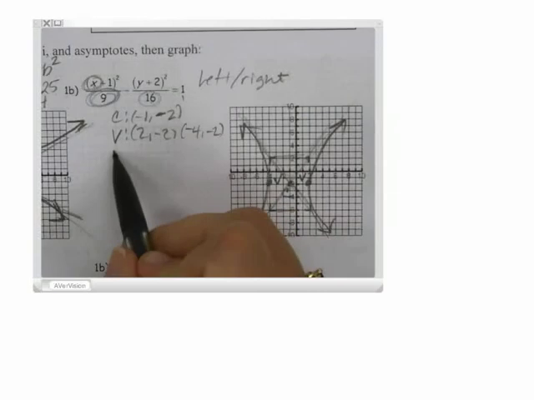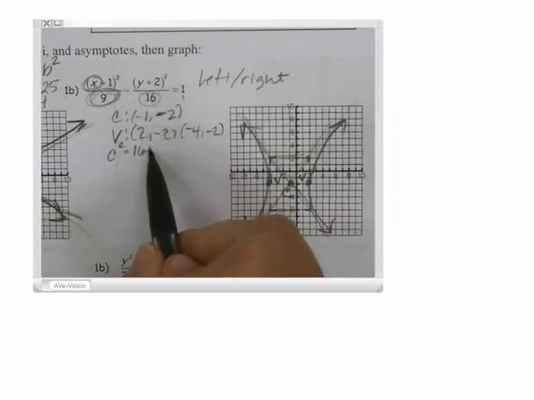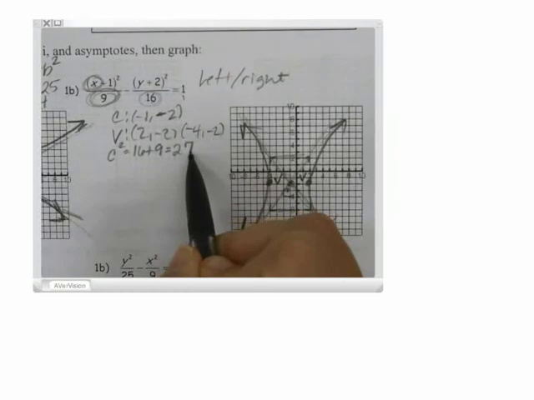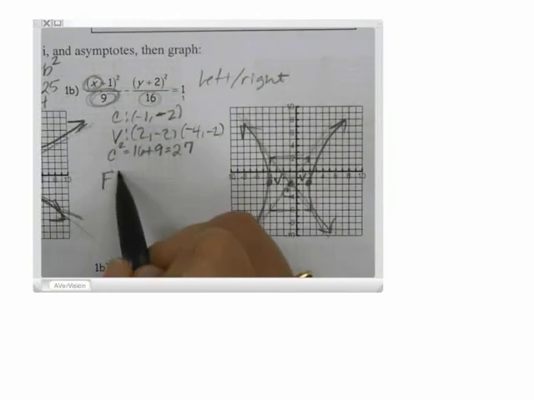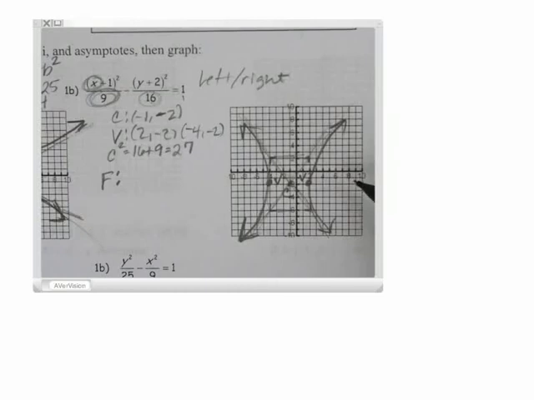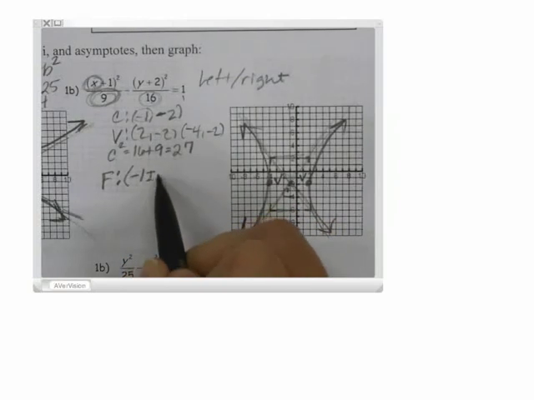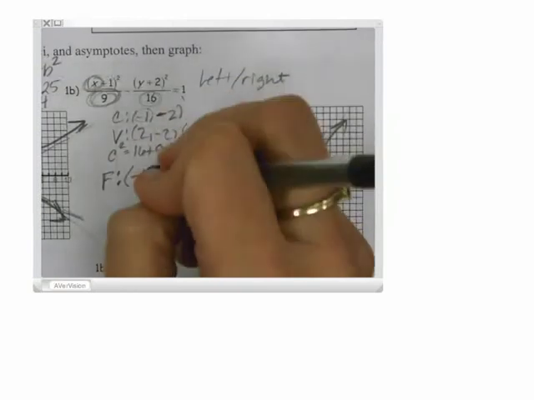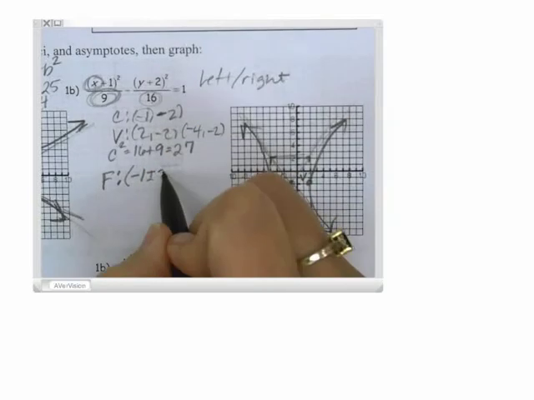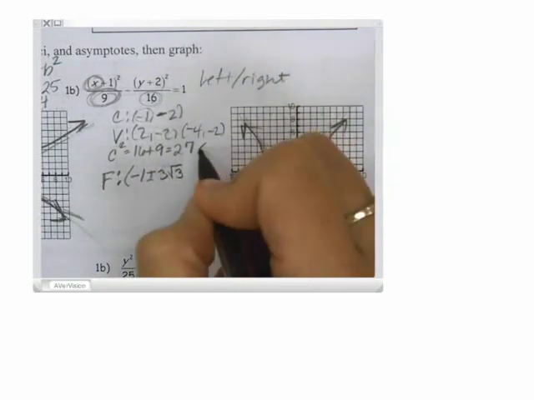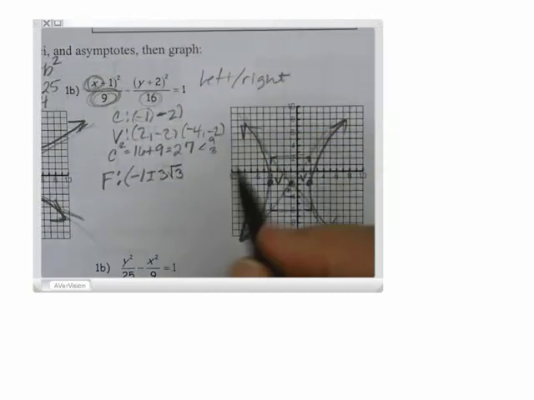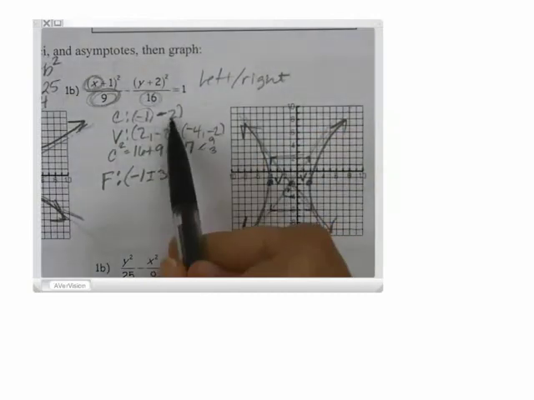c squared is 16 plus 9, that's 27. c would be the square root of 27. Always in the same direction as your vertices. Since my vertices went left and right, I would make my foci left and right. That means they affect the x-coordinate. So it would be -1 plus or minus the square root of 27, which can reduce. This is 9 times 3. The square root would be 3 square root of 3. The y-coordinate doesn't change.